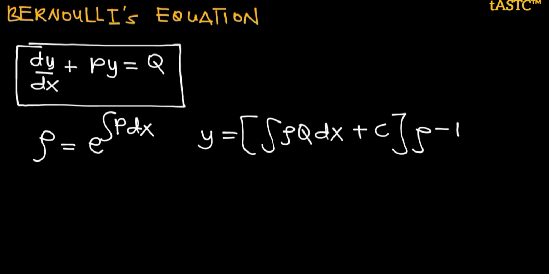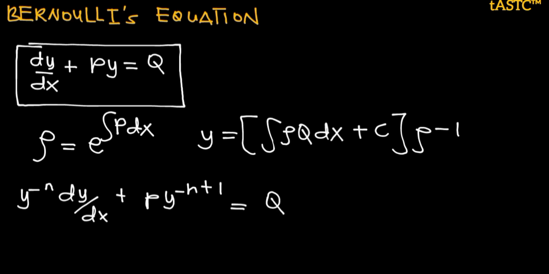Now the problem is you might not always be given linear equations. If an equation is not exactly linear, you could change it into linear form. One such equation is Bernoulli's equation. A Bernoulli's equation is written this way: y to the negative n dy dx, plus p multiplied by y to the negative n plus 1, and this is equal to q. This is how a Bernoulli's equation looks.